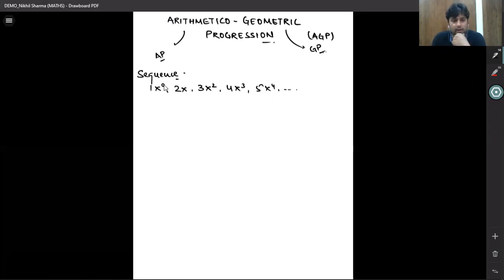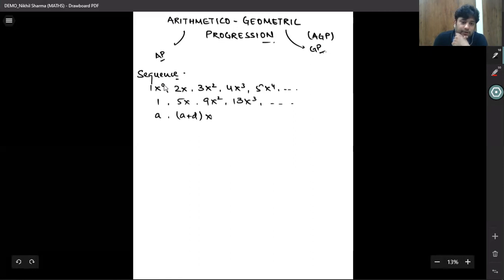All right. Taking one more example, suppose we have 1, then we have 5x, then we have 9x squared, then we have 13x cubed, and so on. This is also an AGP. Moving on, let me take one more example: a, a plus d times x, a plus 2d times x squared, a plus 3d times x cubed, and so on.